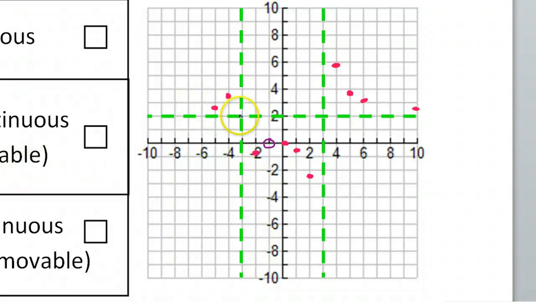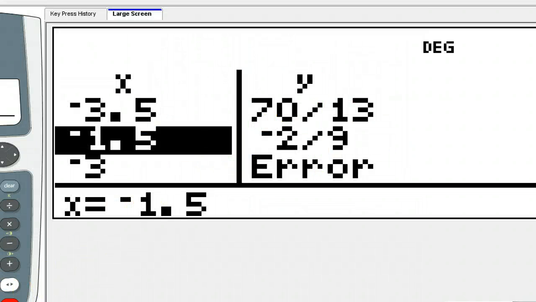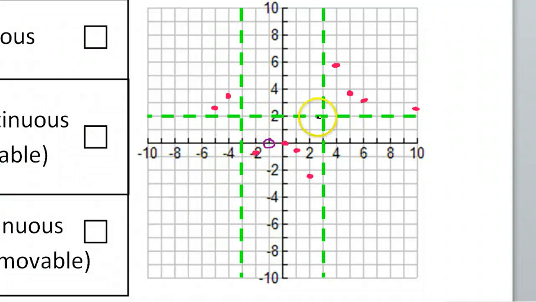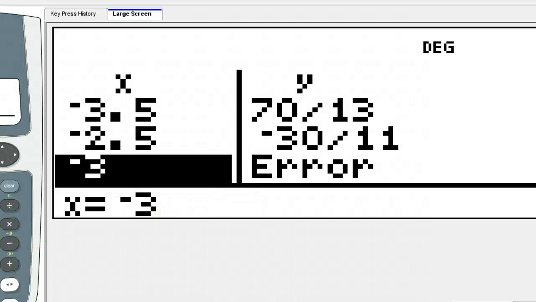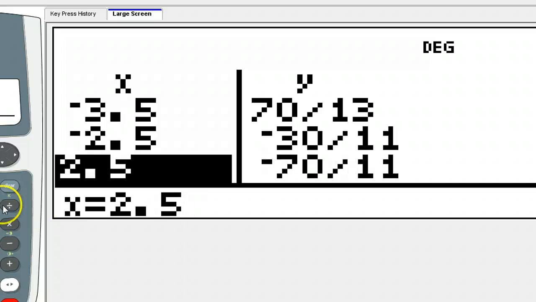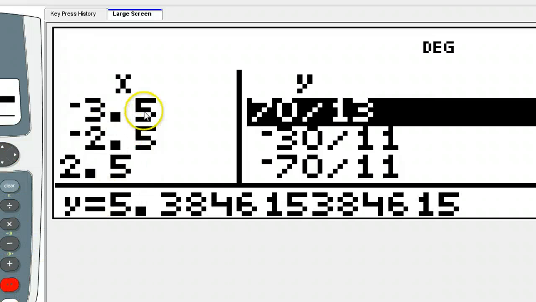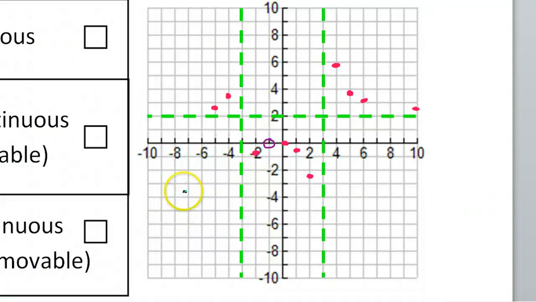You know what, while I'm here, I'm going to do negative 3.5. I'm going to do negative 2.5. Negative 2.5. And jumping over here, I'm going to do positive 2.5. Alright, it'll only let me do 3 at a time, but let's check these out one by one. So this one at negative 3.5 is 5.4. So this right here, 5.4 would be about here.